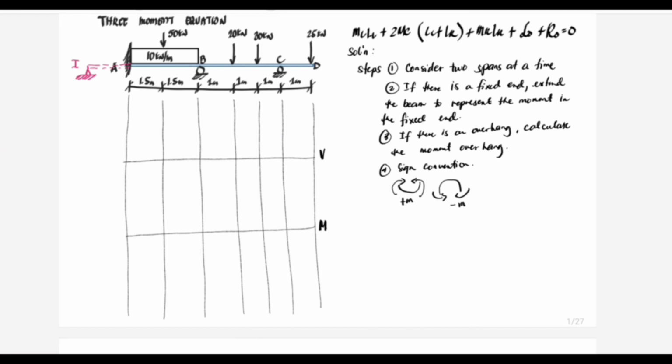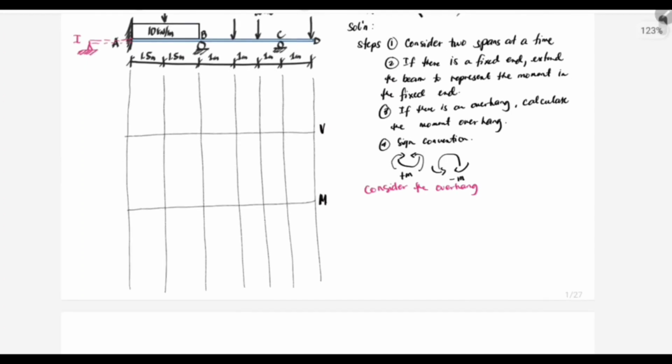So, meron tayong overhang dito as you can see on the figure. Ito yung overhang natin. So, consider the overhang. Okay, so consider natin yung overhang. So, this is your overhang. This is your beam. This would be your shear C. Okay, and this is your moment C. Probably this will be your 25 kilonewton and with a span of 1 meter.